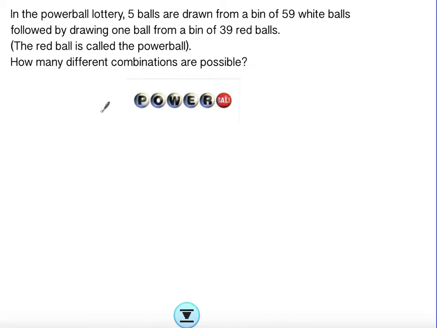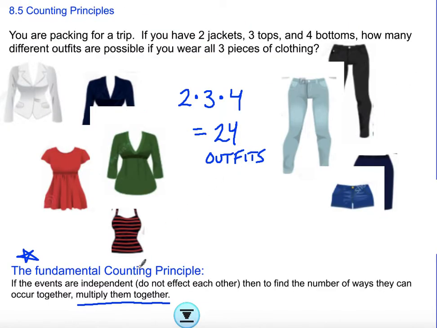So the idea is, well, let's take the number of white balls and the number of red balls. And the idea is these are independent events. The probability of me choosing a white has no effect on the probability of me choosing a red. They're from 2 separate bins. They have no effect on each other. So we're going to multiply them together. That is going back to this counting principle.